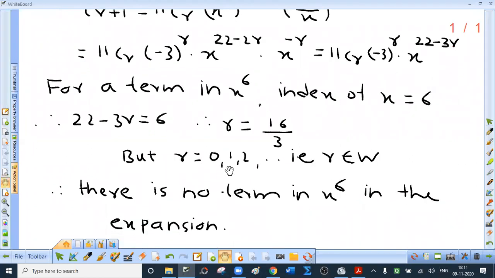Write the solution. Actually, in sum number 17 the type is the same: show that there is no constant term. So same logic, obtain the general term and say that for a constant term, the index should be 0. But if you equate the index with 0, in that case you get a negative value, which is absurd. So there is no constant term.